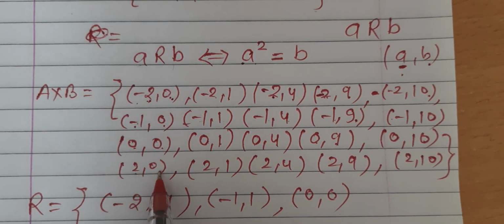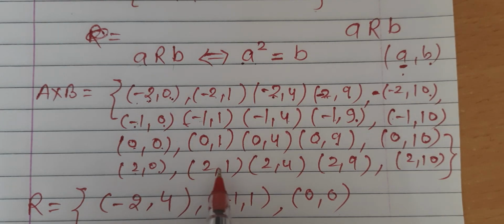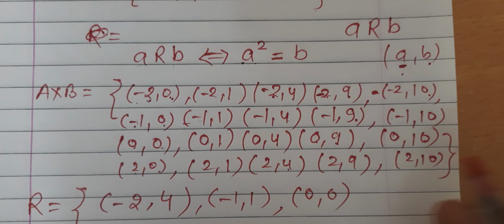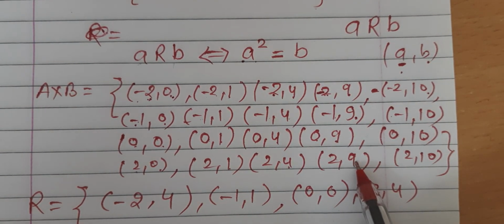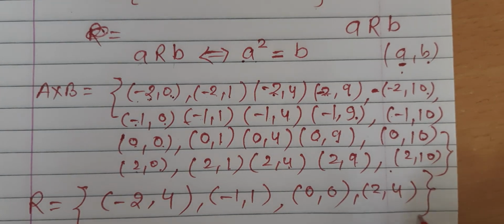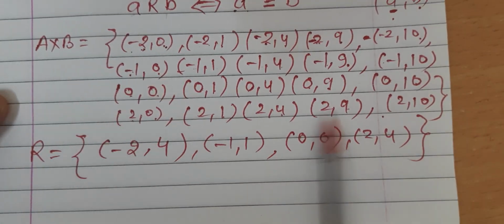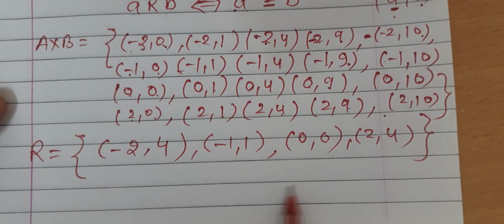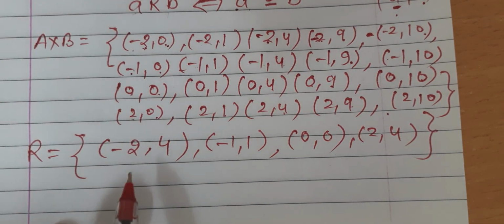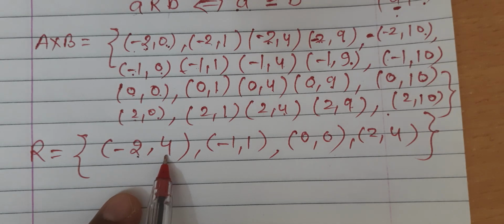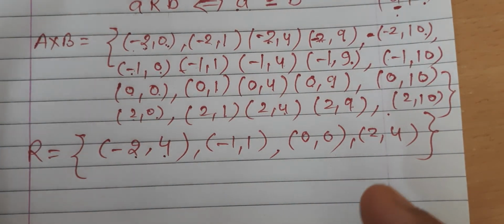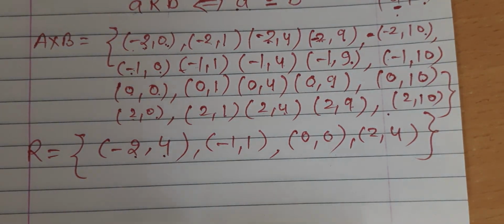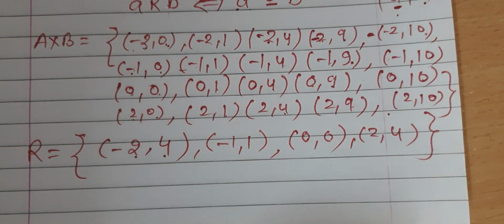2 square is 4, but here we have 0. 2 square is 4, but we have 1. 2 square is 4, yes, we'll include this one, 2 comma 4. 2 square is 4, but here we have 9. 2 square is 4, but here we have 10. So this is A cross B, and this is a relation which follows the particular condition that A square is equal to B. So this is a relation, and a relation is a subset of A cross B.